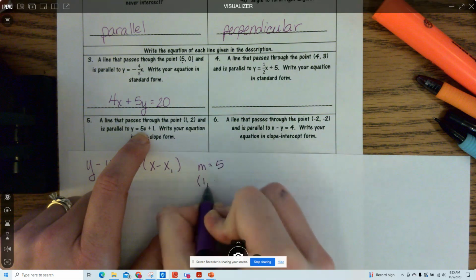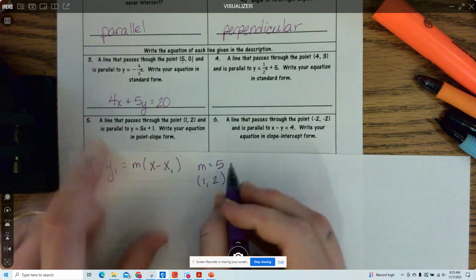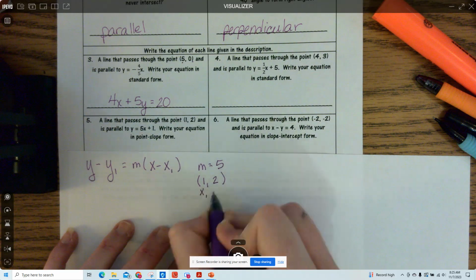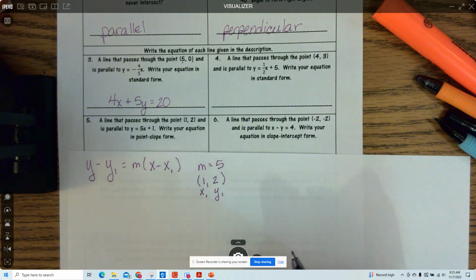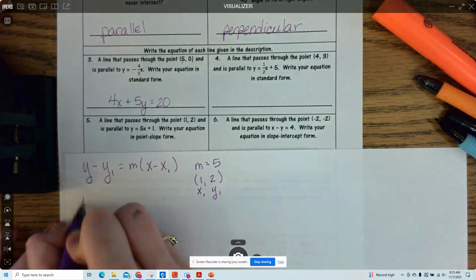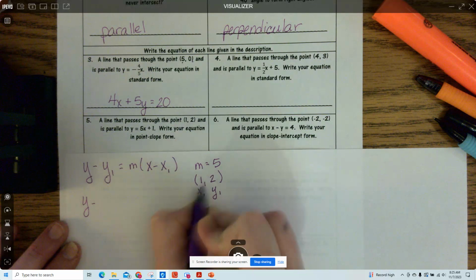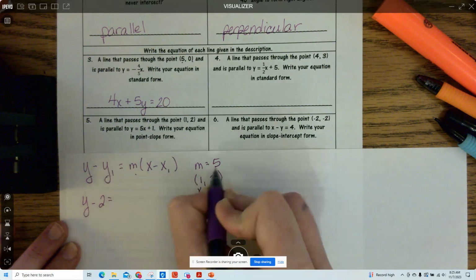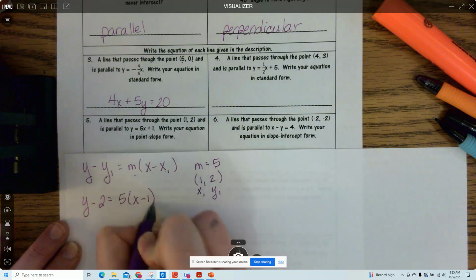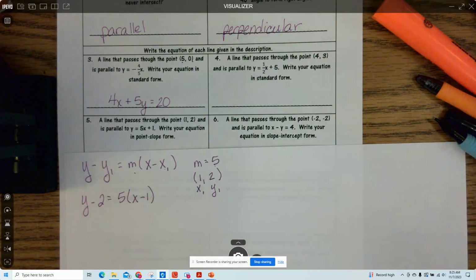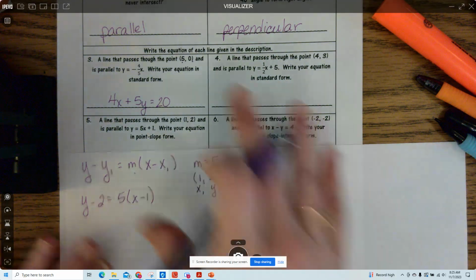And then I have an ordered pair, 1, 2. In point slope form, this is x1 and y1 though. So for this one, I'm just putting pieces in places. So y1 becomes a 2, m becomes a 5, x1 becomes a 1. And that's it. Point slope form is literally just putting the pieces in the right places.